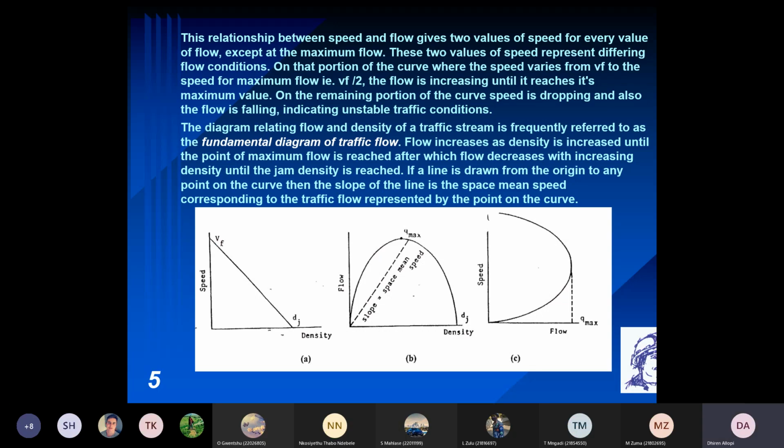Very quick recap. I'm not going to go through last week's lectures again, but a very quick recap. We looked at the relationship among speed and density, flow and density, and speed and flow. And I did mention to you that there were a few traffic engineers and mathematicians that derived these models showing the relationship between speed, density, and flow.